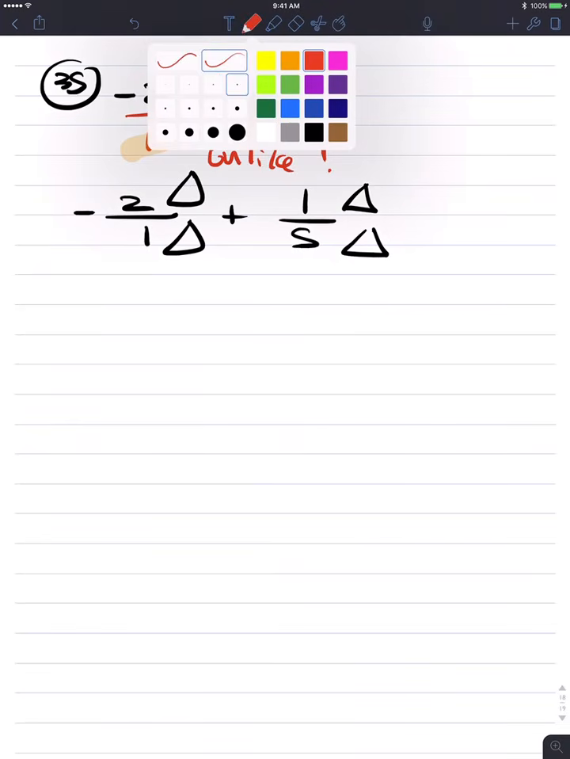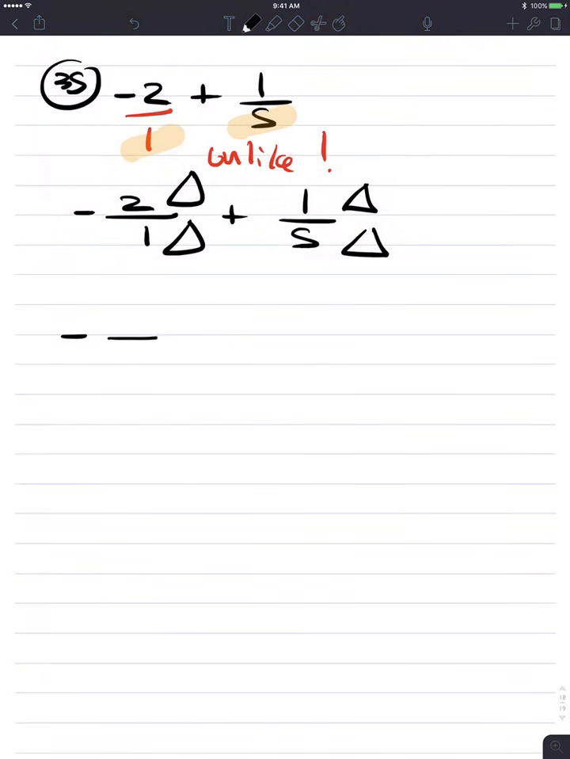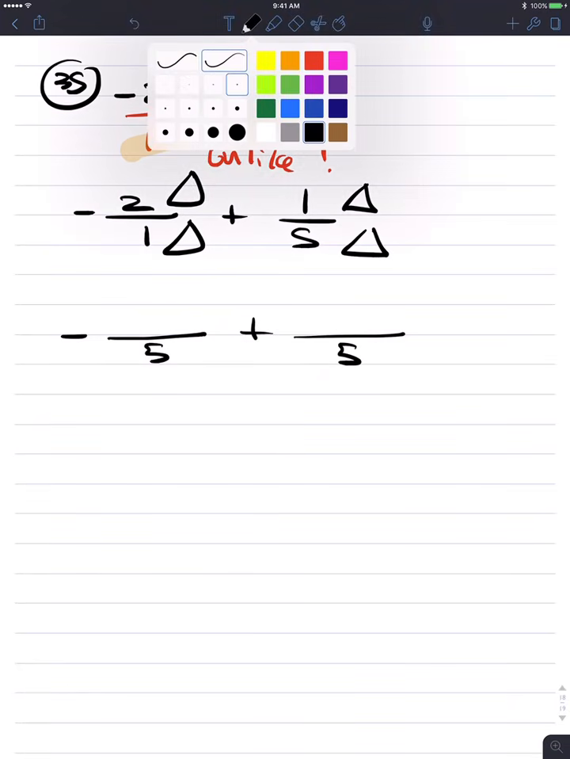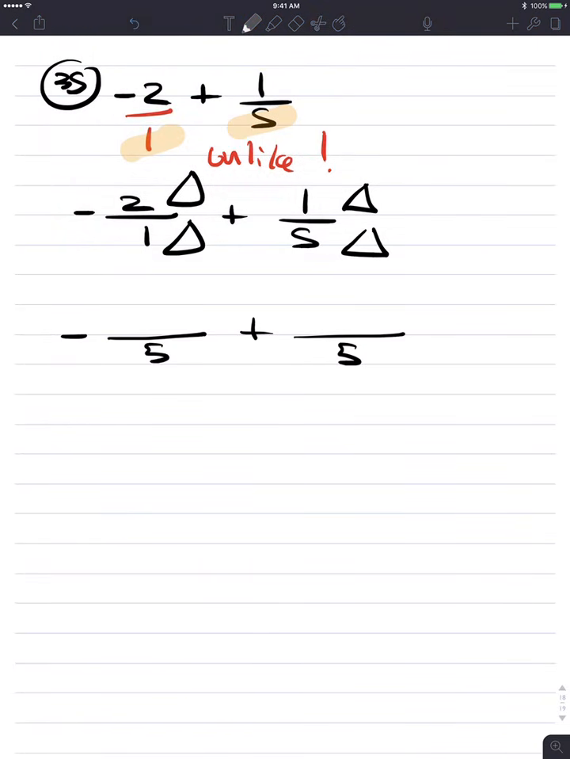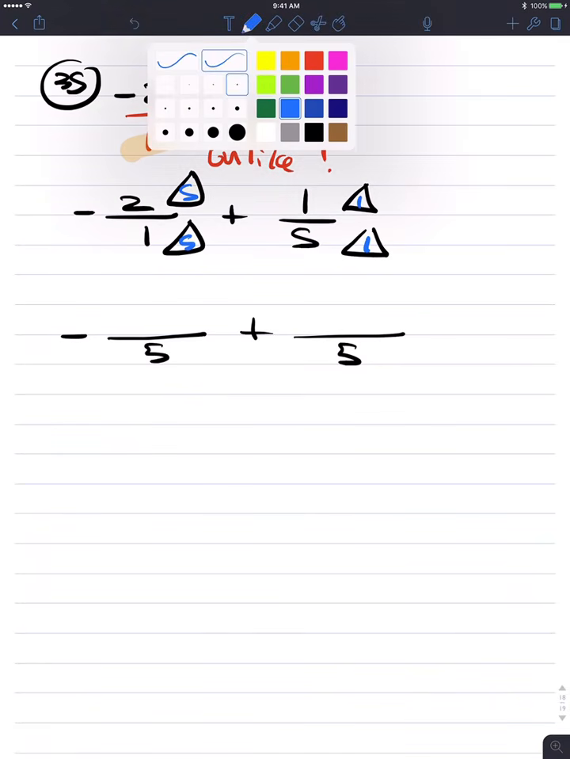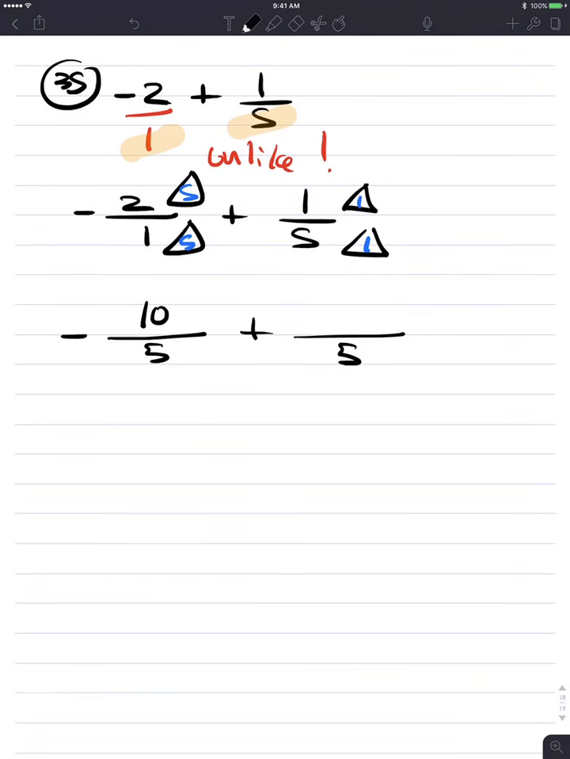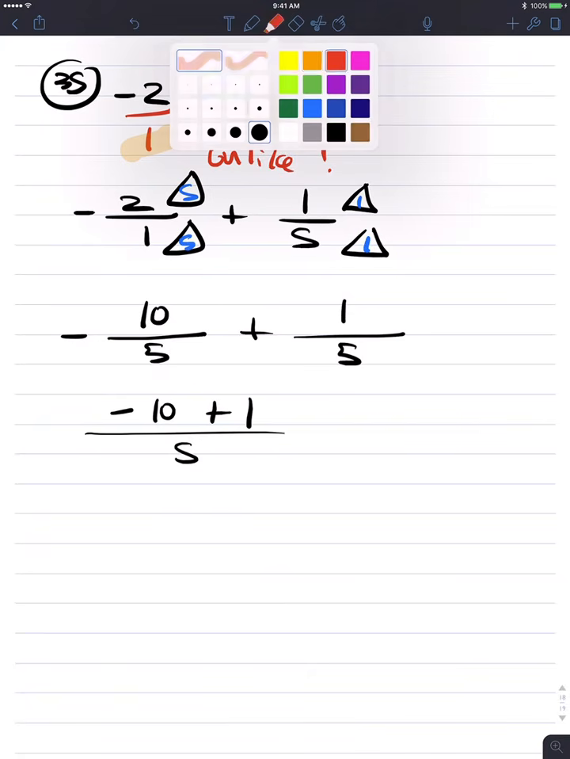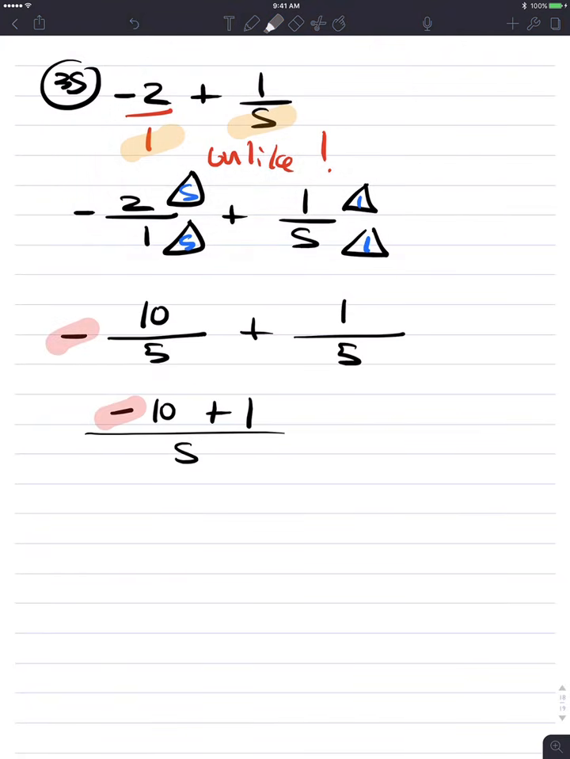So I'm going to go through the setup. I'm going to need an LCM of 1 and 5. The LCM is 5. We have to determine what goes in our triangles and our squares. 1 times 5 is 5, and 5 times 1 is 5. So in the numerator for the first fraction, I get negative 10, and for the second fraction, I get 1 in the numerator. Keep the negative sign with the number on top.